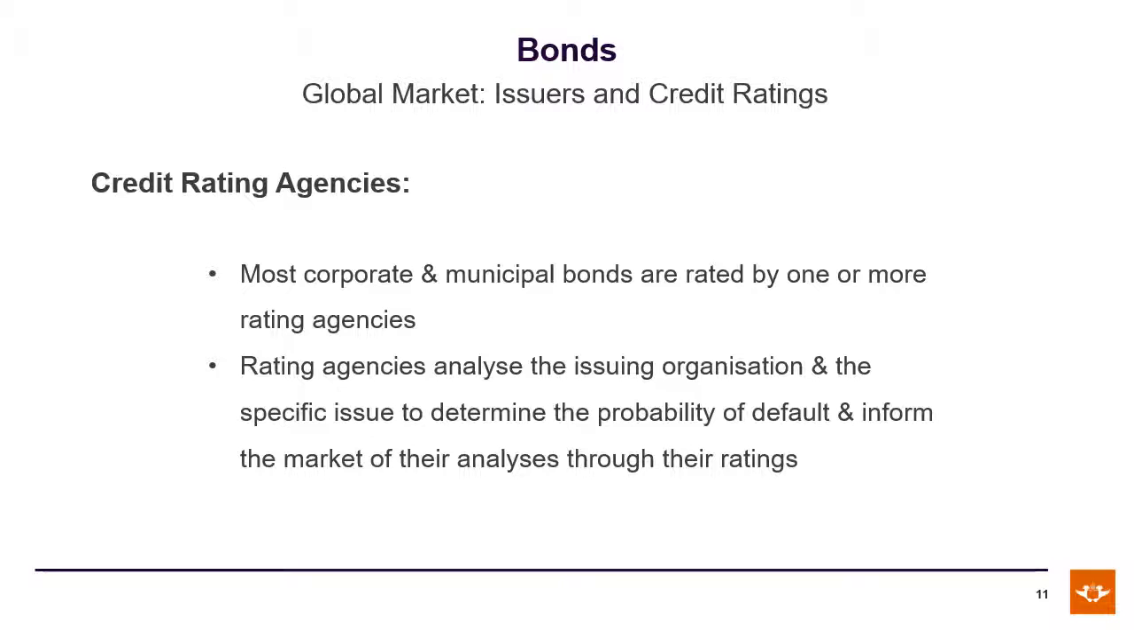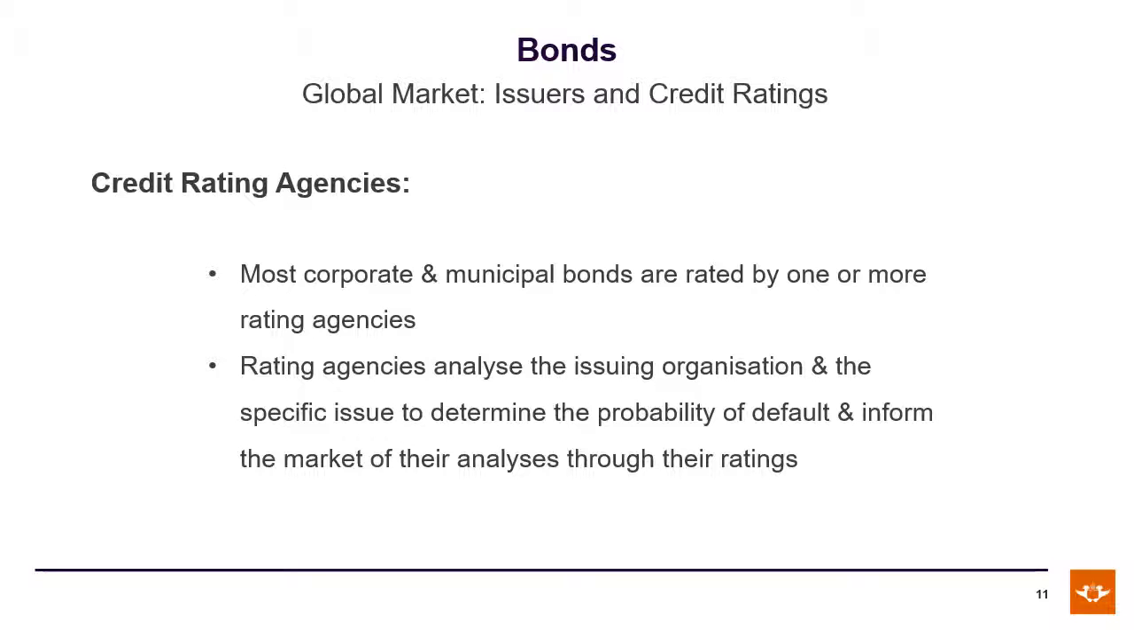But most corporate and municipal bonds are rated by one or more rating agencies. Rating agencies analyze the issuing organization and the specific issues to determine the probability of default, and they inform the market of this analysis through their ratings. So basically, they look at the creditworthiness, the collateral, and all the other issues that affect an issuer's ability to pay the interest and the capital on their bonds. And on the basis of that and the health of the company, they will rate the company.